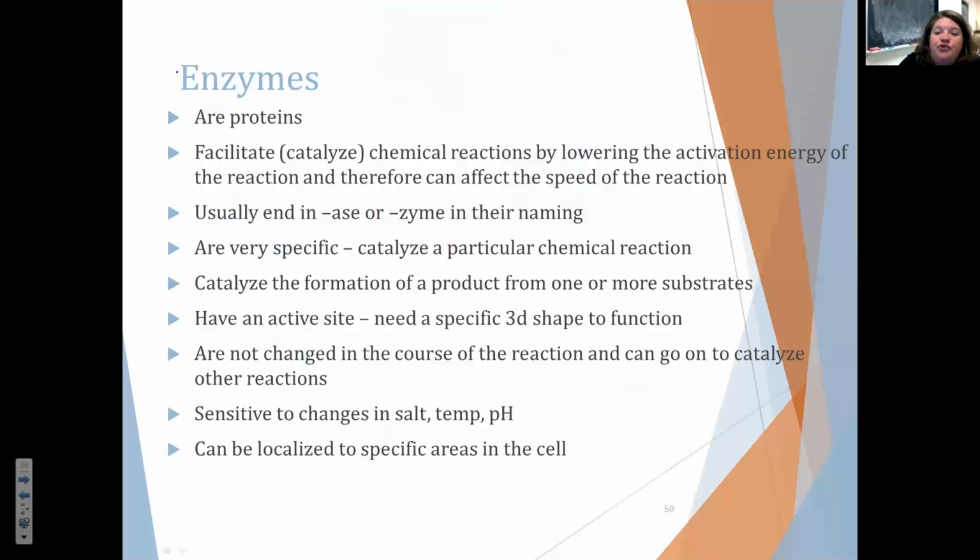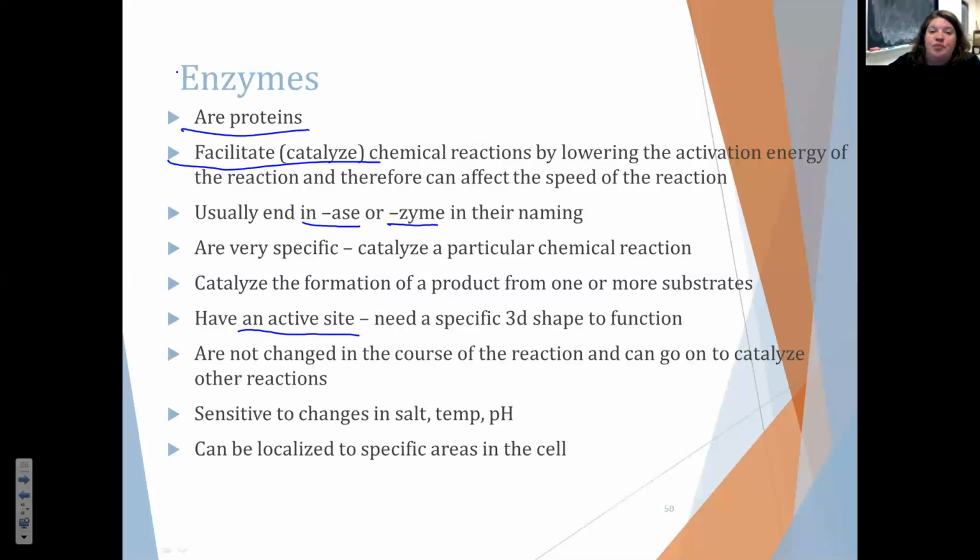So enzymes are proteins, and they help chemical reactions take place. Usually their names end in ASE or ZYME. They're going to be very specific and catalyze a particular reaction. They can catalyze the formation of a product from one or more substrates, but they're not changed in the course of the reaction. They can go on to catalyze other reactions.